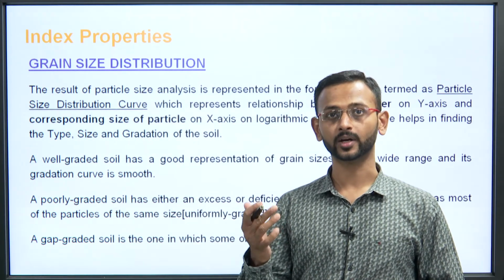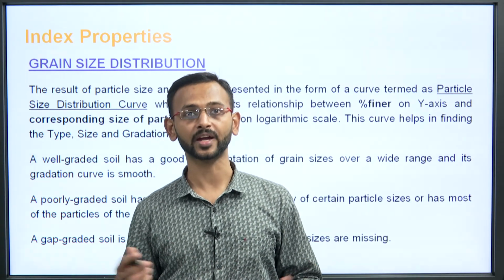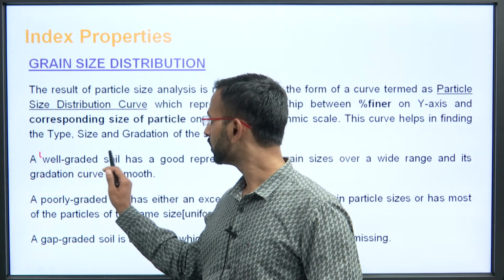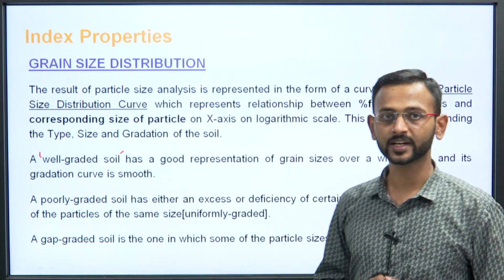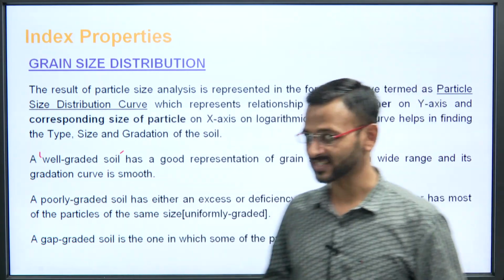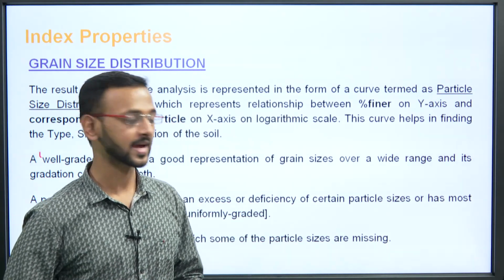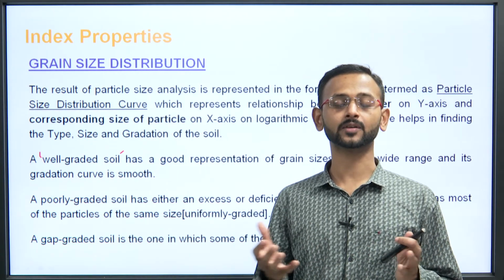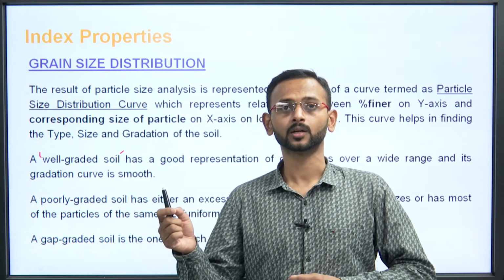What is a well graded soil? It has a good representation of grain sizes over a wide range and its gradation curve is smooth. We will be seeing what a well graded soil is. Then, what is a poorly graded soil? The poorly graded soil has either an excess or deficiency of certain particle sizes or has most of the particles of the same size. If they are of the same size, we will call it uniformly graded soil.